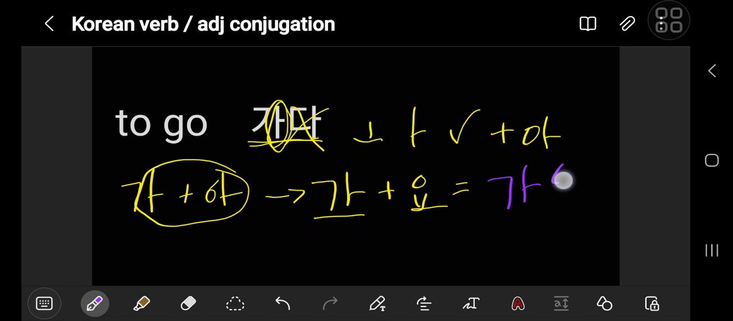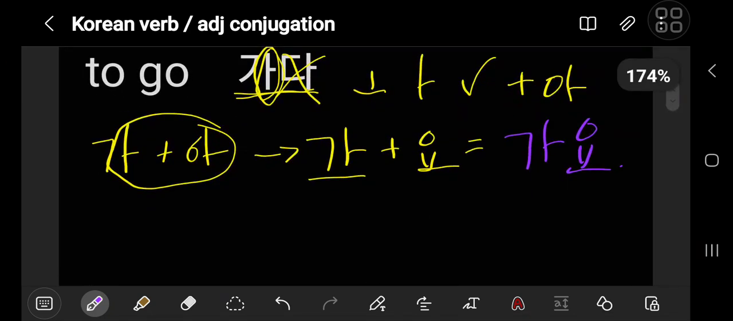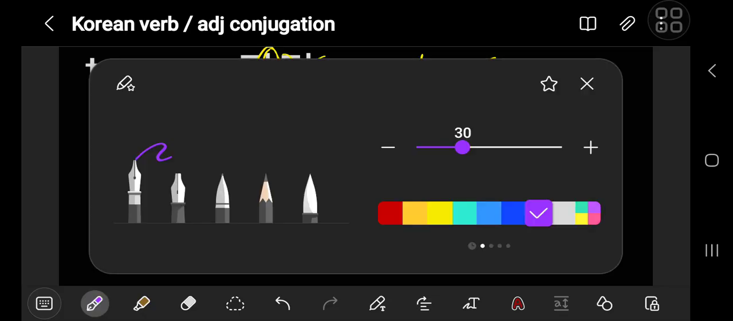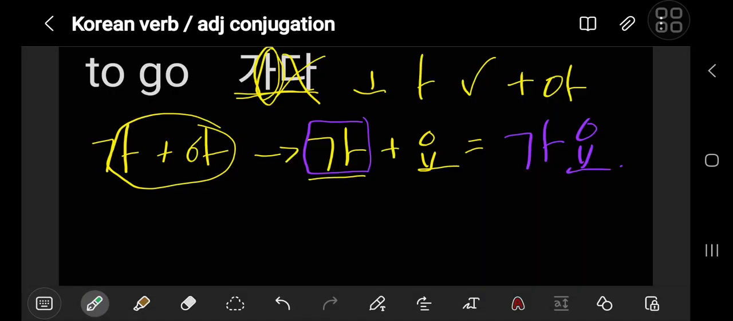Kayo. So if you want to say, I kayo to the store. I go to the store, which means I frequently go to the store. I habitually go to the store. Or my friend kayo to Korea University. She goes to Korea University regularly. Okay? Now for the past tense, we take this form here and let's get our green.